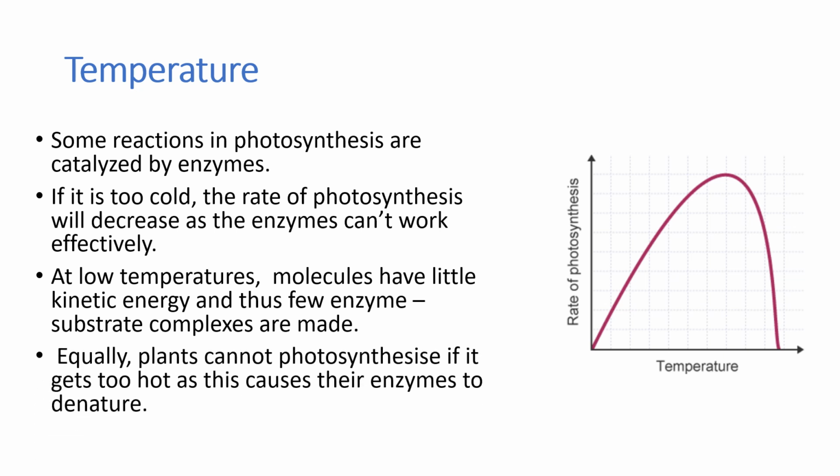Equally, at very high temperatures, what happens? Plants cannot again photosynthesize properly because this will denature the enzymes. The high temperatures would denature the enzymes, so the rate of photosynthesis is again low.